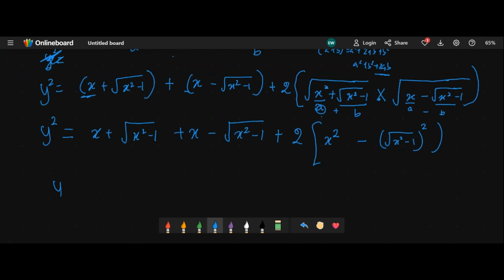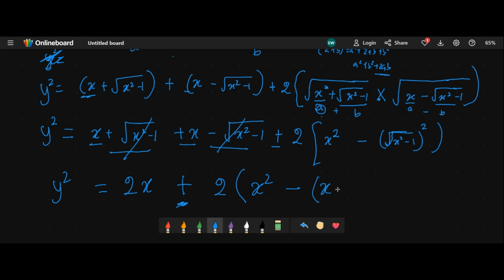Now see here, y squared, x plus x is 2x. Here plus square root x squared minus 1. Here minus, so this will be gone. Plus, here plus now plus 2 into x squared minus. So there is a square root. If you square it, the square root will be gone. So put a bracket. Don't forget to put a bracket. X squared minus 1.